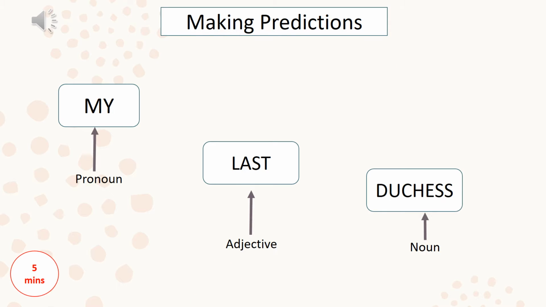So for this first activity, we will be making predictions on the title of the poem. So our first question is, what does my imply about the speaker of the poem? Number 2, what does the noun duchess imply about the types of people we meet in this poem? So think about the duchesses known of our time. Who are they and what social status do they hold?